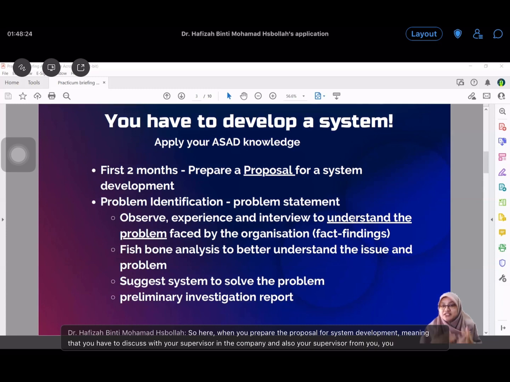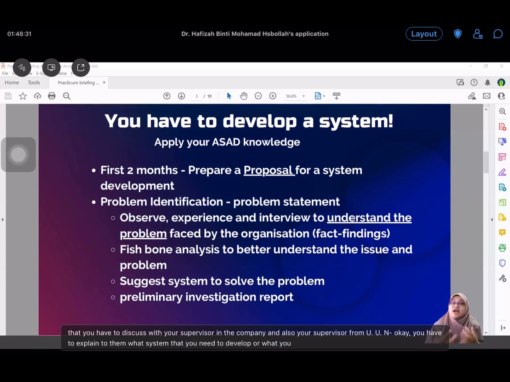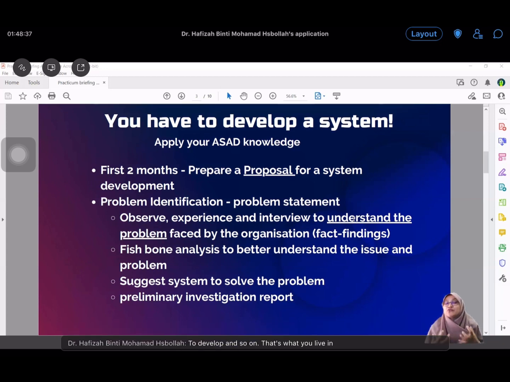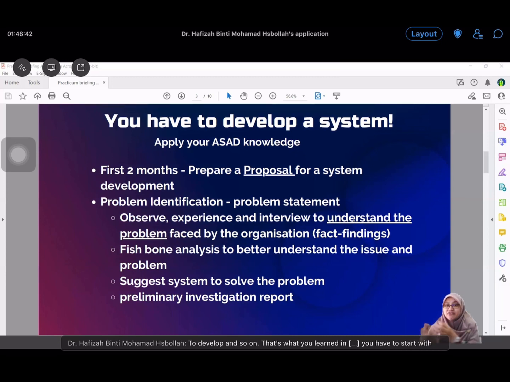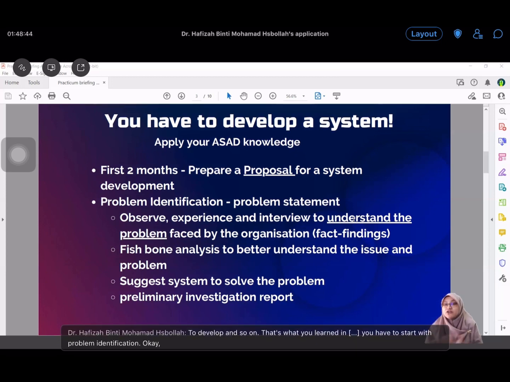You have to explain to them what system you want to develop. Before you can come out with the system you want to develop, as you learned in ASAD, you have to start with problem identification. You have a system. Why do you need a system? Because there are actually problems that need to be solved.